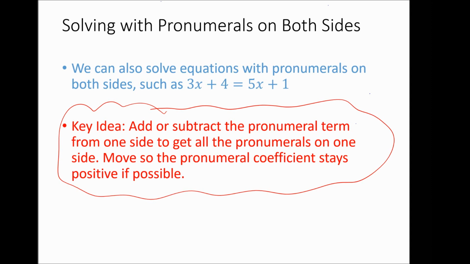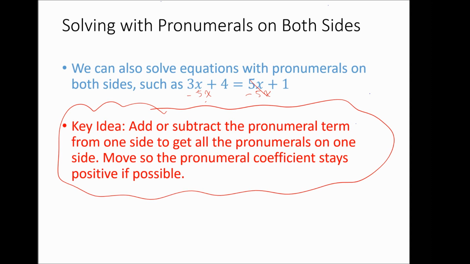Okay? When we're choosing which to move, we're going to move the pronumeral so that it stays positive if it's possible. So for example, with the one I've got up here, I've got the option to either subtract 3x from both sides, okay, so that would cancel out, that would give me 2x, or I have the option to subtract 5x from each side.